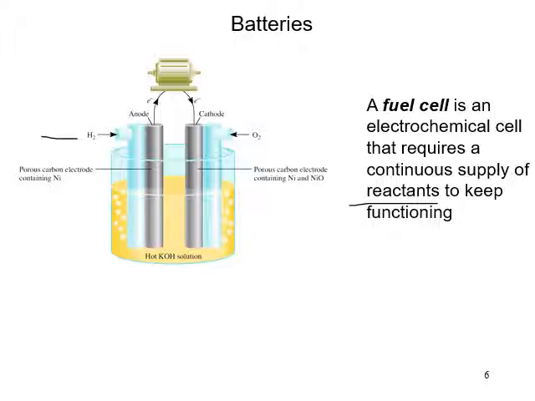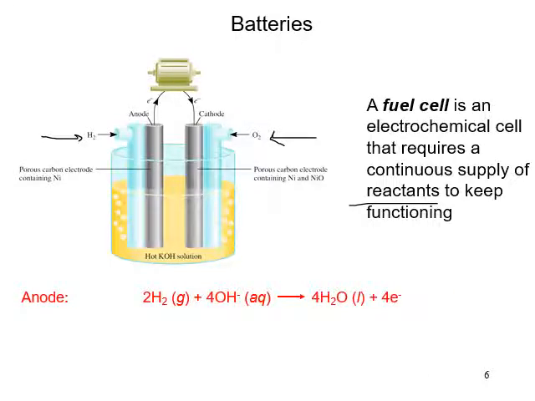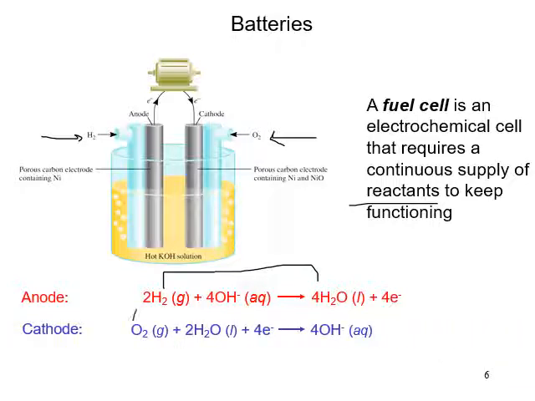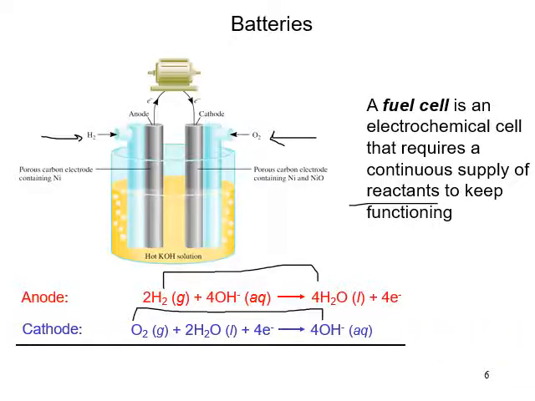But hydrogen in some form has to go in. Oxygen usually comes in from the air, and then the byproduct is water. At the anode, you will have oxidation of hydrogen. At the cathode, you will have reduction of oxygen. Overall, it makes water, and that's why it's so nice and clean.